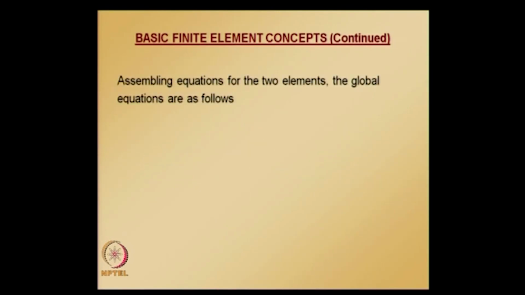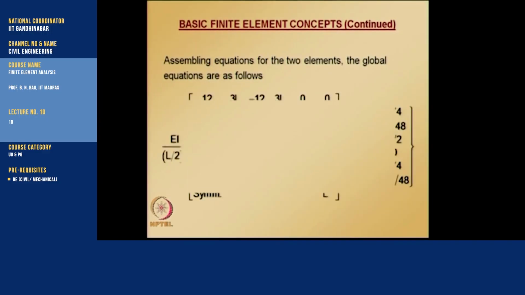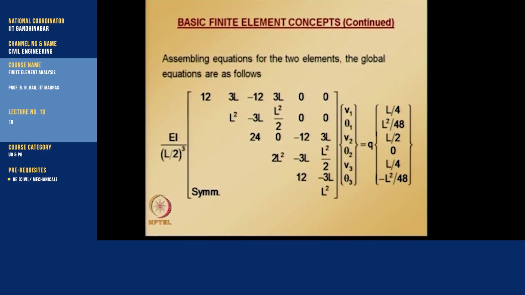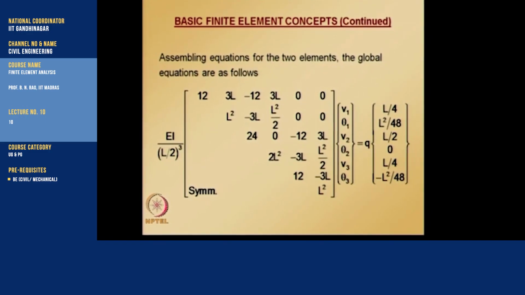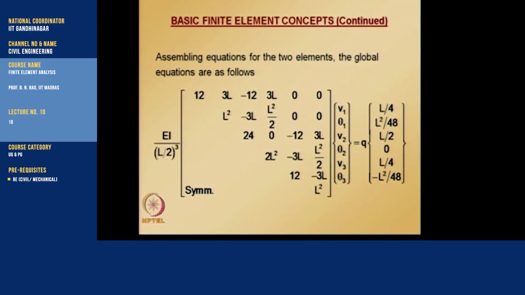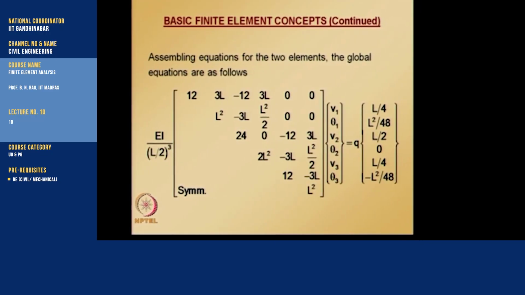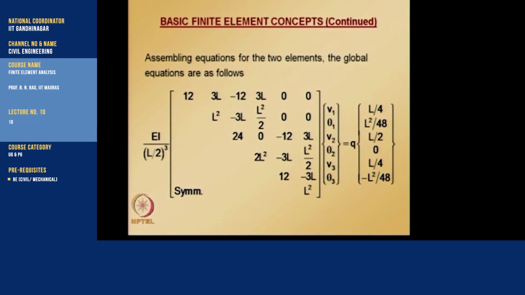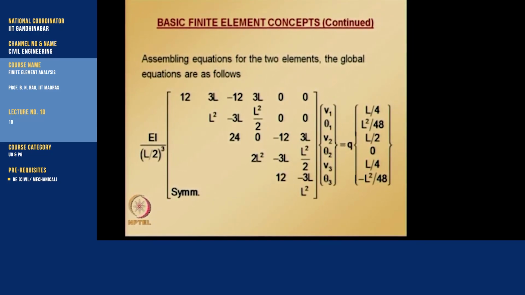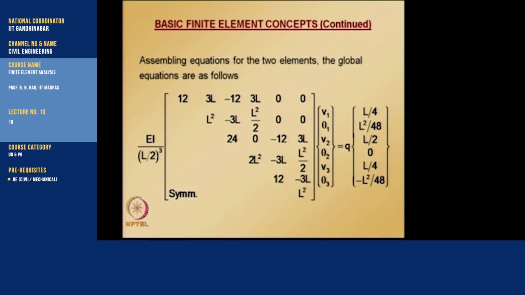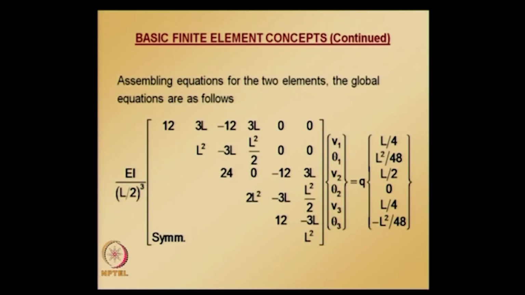Assembling the equations of the 2 elements, the global equations are obtained as follows. And now, for the 2 element model that we have taken, node 1 is at the left support and node 3 is at the right support. So, V1 and V3 are going to be 0 because we have supports at node 1 and node 3.